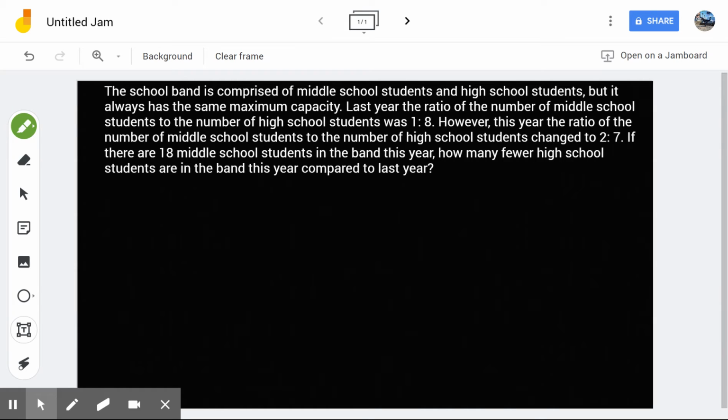The school band is comprised of middle school students and high school students, but it always has the same maximum capacity. Last year, the ratio of the number of middle school students to the number of high school students was 1 to 8. So I'm highlighting this because it's important for a couple of reasons. One reason is because it gives me my ratio. That's one thing. And the other reason it's important is because it tells me that we're talking about last year.